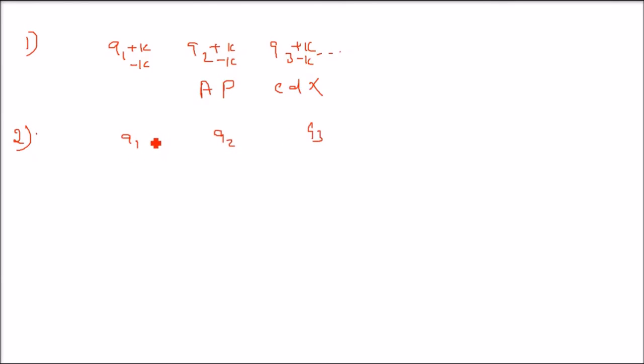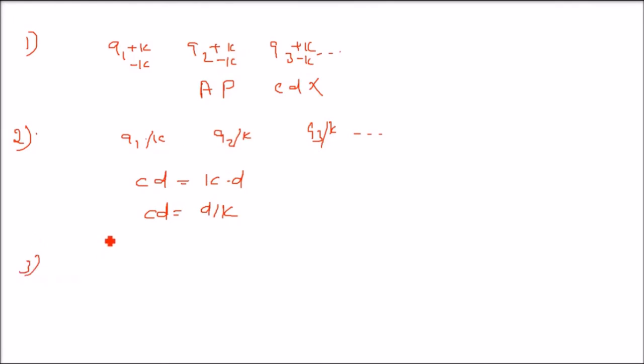Coming to the second property. Now you have a1, a2, a3. Multiply K with each term, then also this series will be in AP, but the common difference will change. The common difference will be K into d. Now if I divide each term by K, this will also be in AP, but the common difference will be d by K. This is the second property.